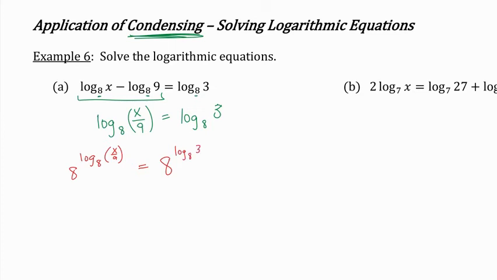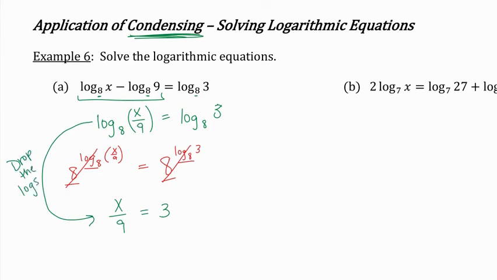Right? And what happens when you do that is that the exponential and the log part cancel each other out. And then all that's left is our x over 9 equals 3. The other way, if you just want to remember a shortcut to get from here to here, all we do is drop the logs.